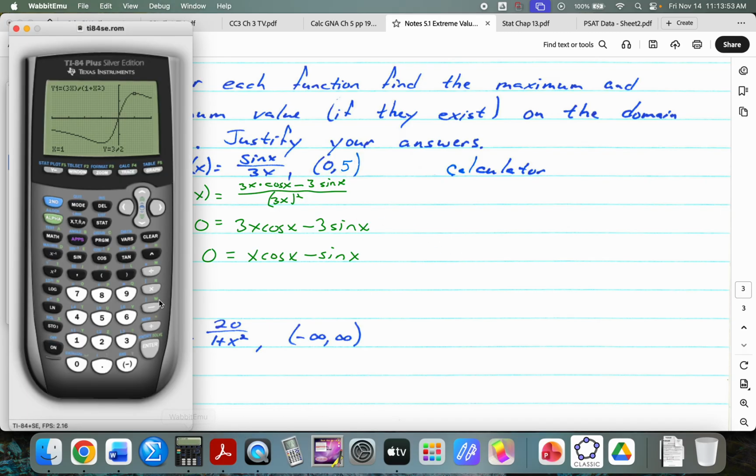So we grabbed our calculator. Wow, that went to sleep in a hurry. So clear that out. X cosine x minus sine of x is 0. We'll graph that. Oh, I should have changed my window from 0 to 5.